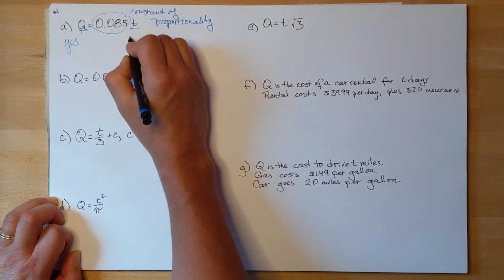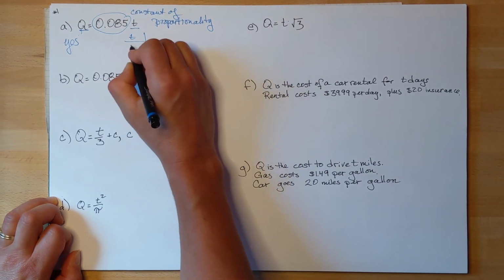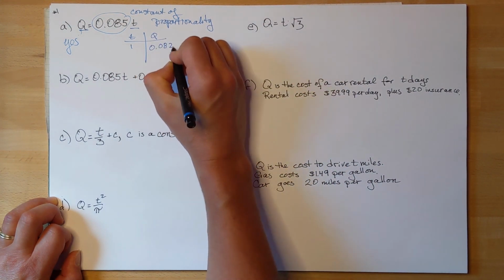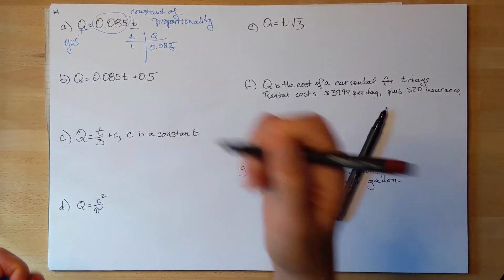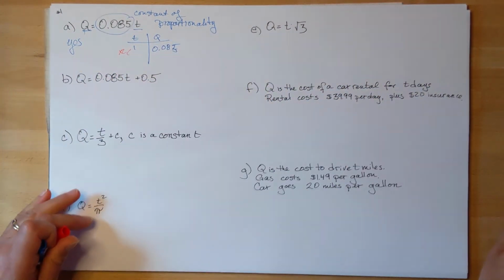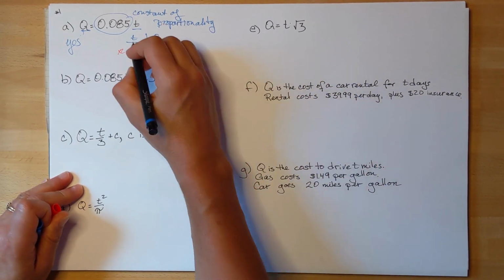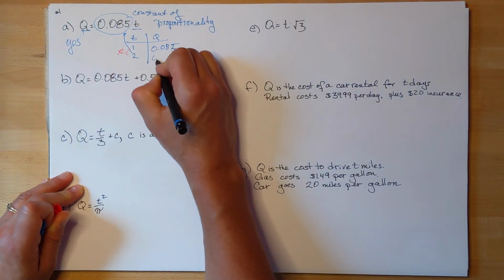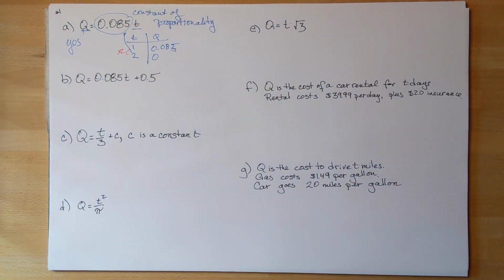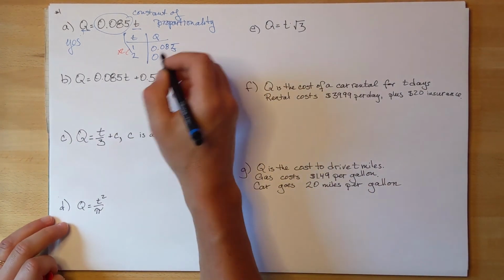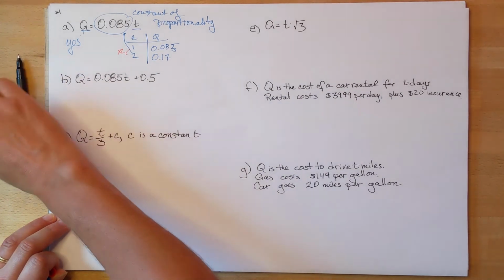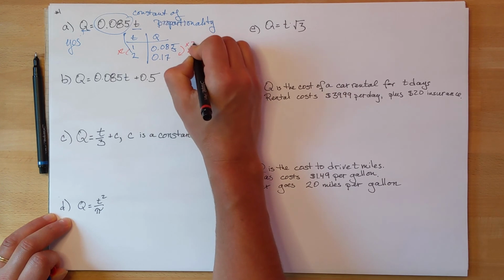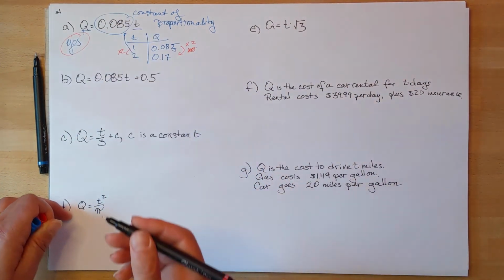If you want to check, you can pick some simple value for T, like 1. When T is equal to 1, Q is 0.085. And what happens when you double T from 1 to 2? Well, if you plug 2 into this, you get 0.17, which is indeed twice 0.085. So that's times 2. So yes, these are proportional.